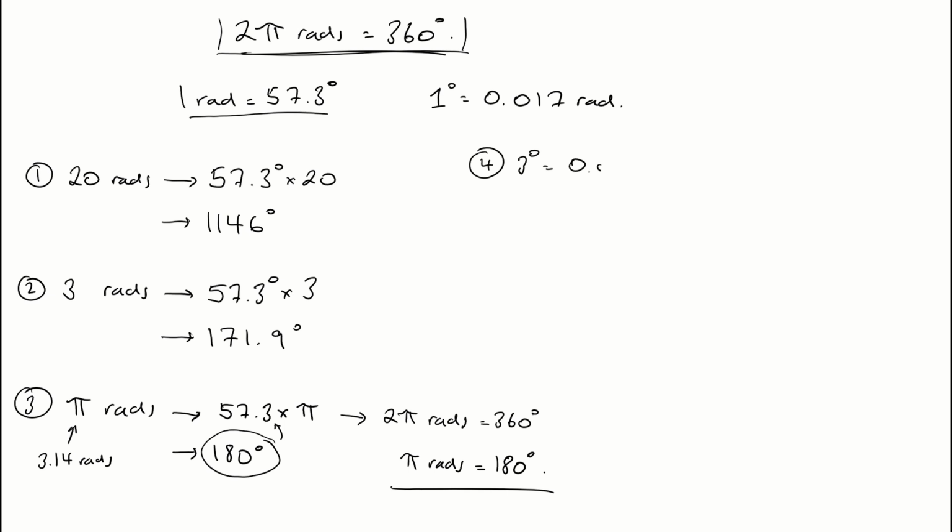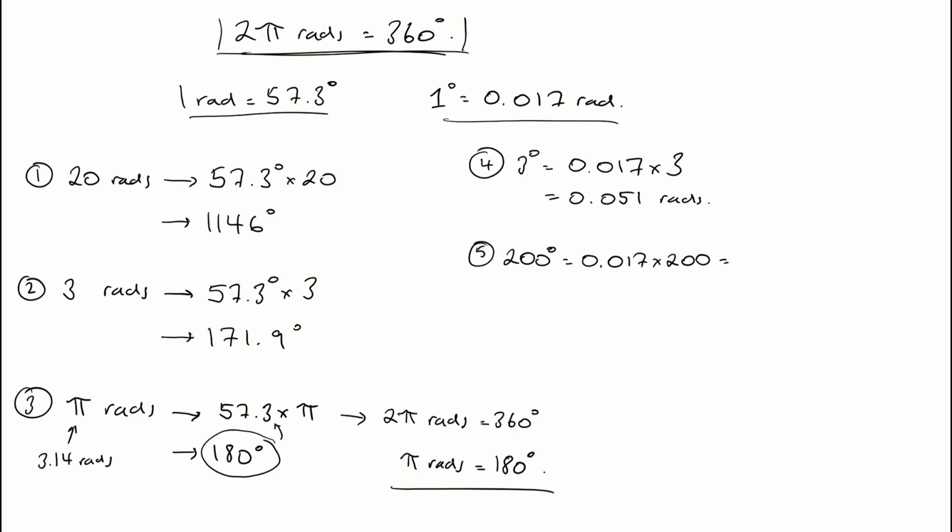So we're going to have to multiply our 0.017 by 3. And if you do that, you end up with about 0.051 radians. Okay, second of all, we can look at doing 200 degrees. So again, I know that 1 degree is this many radians, so I multiply that number by 200. And if you pop that into a calculator, you get about 3.4 radians.